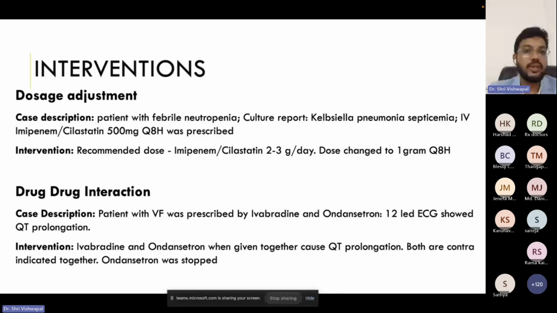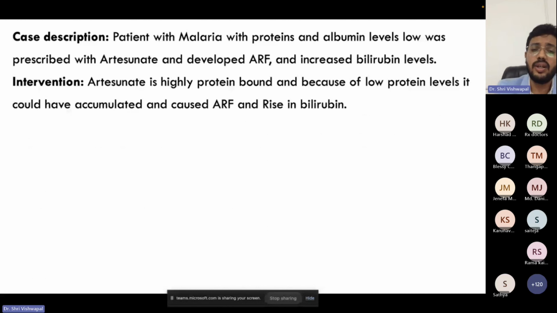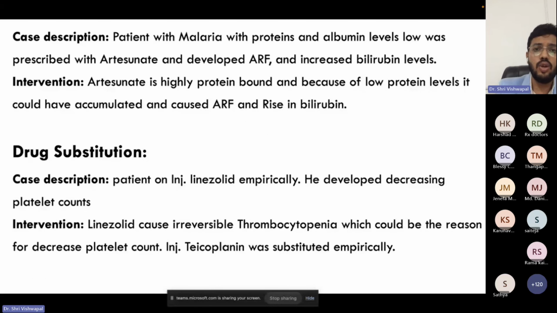And the next one is an interesting case where a patient with malaria had low protein and albumin levels, and was prescribed artesunate, and he developed ARF, and bilirubin levels were also increased after prescribing artesunate. The major intervention is that artesunate is highly protein bound. The patient's albumin and protein levels are on the lower side, so there was not enough protein for binding. So it got accumulated in the body, and it caused acute renal failure and bilirubin rise.